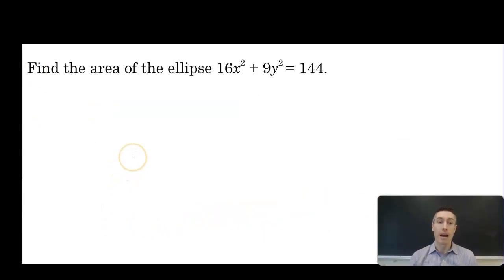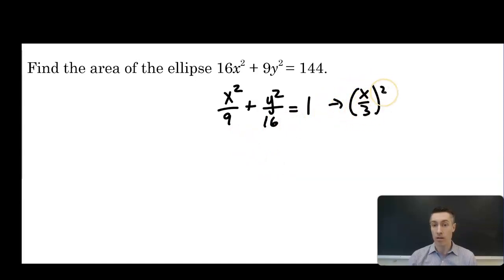Our last example, find the area of the ellipse 16x squared plus 9y squared equals 144. So again, we're not given a transformation, so we need to create an inverse transformation and then work from there. So really we want this to be a circular region over an elliptic region. So let's start to manipulate our equation. If we divide both sides by 144, that's x squared over 9 plus y squared over 16 equals 1. And rewriting that as x over 3 squared plus y over 4 squared equals 1.